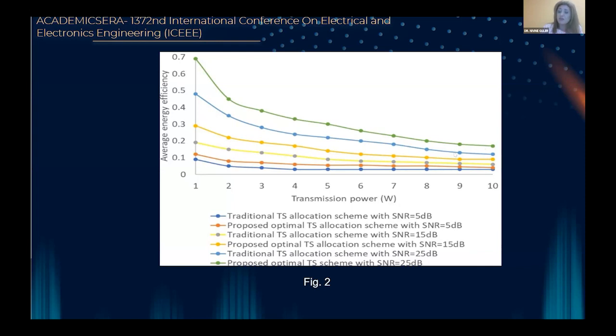But when the SNR is in the big range, let's say 15 or 25 dB, we can see that the gap is big because of the saturation of the energy which we considered. Our proposed scheme takes this into consideration, whereas in the state-of-the-art schemes the power is thrown away, not being used efficiently.